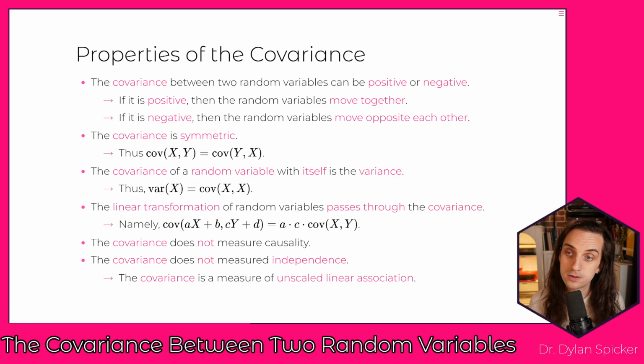Okay. The other important piece of the covariance is that it is unscaled. The actual value of the covariance does not mean a whole lot to us, at least not without context. So a covariance of 10 is not necessarily a stronger relationship than a covariance of 1. It's going to depend on the underlying variables there.